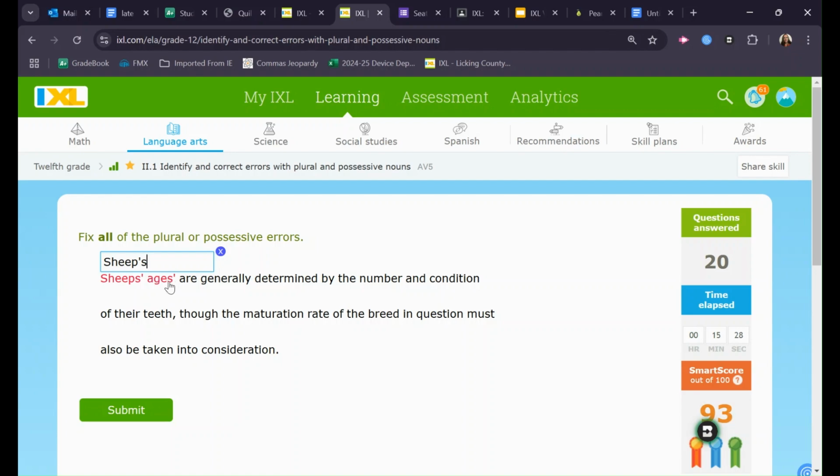Okay, now I'm looking at ages. Is it plural? Yep, multiple ages, right? Is it possessive? Nope. Nothing comes after the word ages that they own. So I'm just going to write that plural. What little pearls of wisdom we're getting in these questions?